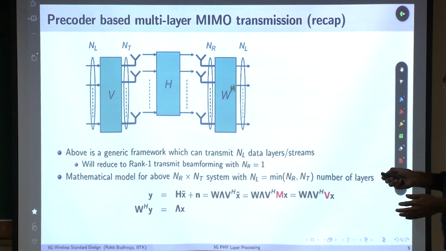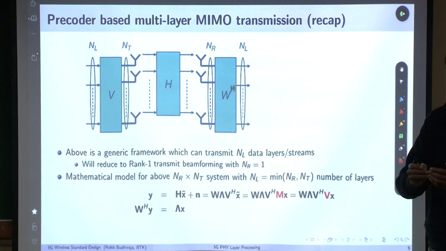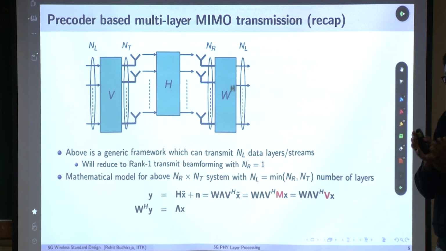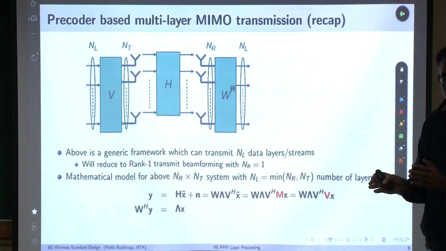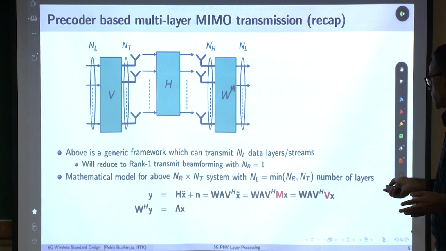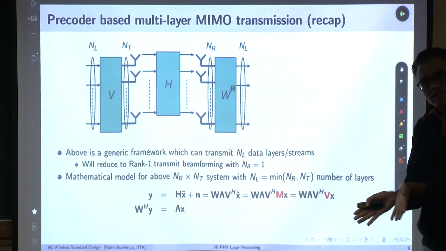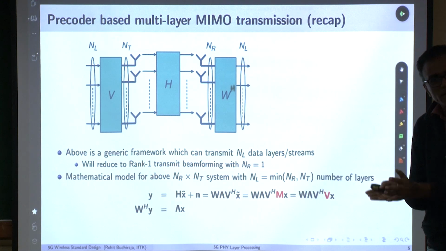Correct. So if it is an NT cross NR system or NR cross NT system, what happens? Base station will first transmit NT port CSIRS, right? Because the user has to estimate the channel, and what is the channel dimension? NR cross NT, right? It is the unprecoded channel. In order to estimate this complete channel, these many ports of CSIRS should be transmitted. Let's say that has happened. It is assumed that the user has estimated the channel.